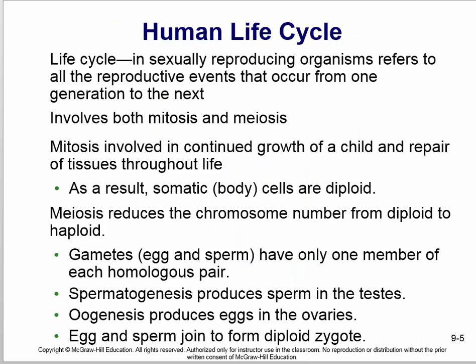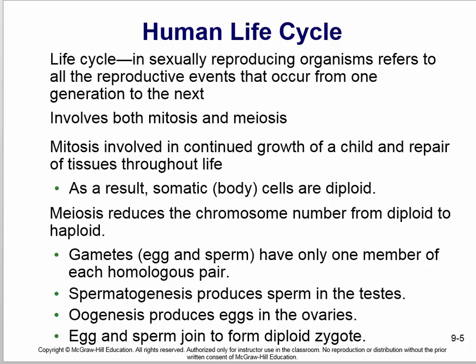The human life cycle, in sexually reproducing organisms, refers to all reproductive events that occur from one generation to the next, and understand that it involves both mitosis and meiosis. We've already covered mitosis, which results in a somatic body of cells that are diploid. Meiosis reduces the number of chromosomes from diploid to haploid.